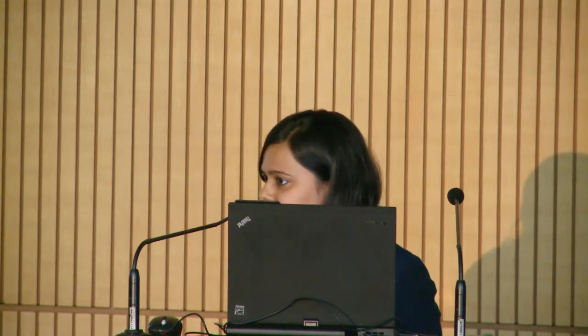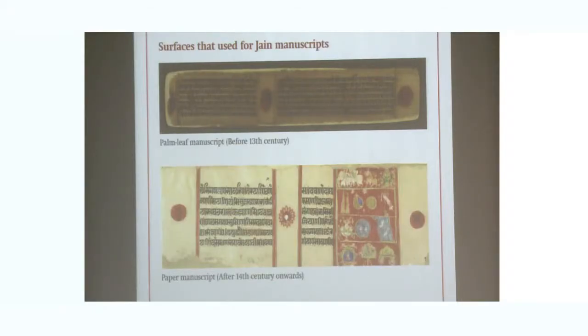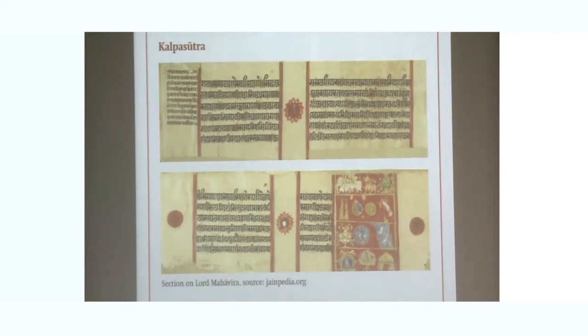If you see, most of the Jain manuscripts are in the horizontal format, with beautifully colorful illustrations and red borders around them. Initially, they were written on palm leaf, until around the 13th century. Later on, they are on paper manuscript. In our study, we mainly focus on the textual characteristics of these manuscripts. As a study, we have taken a Kalpasutra manuscript, which is written around the 15th century.